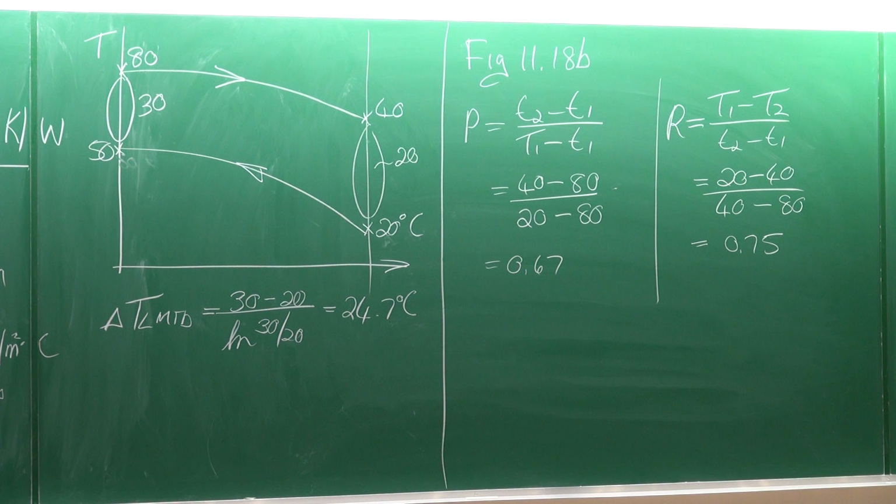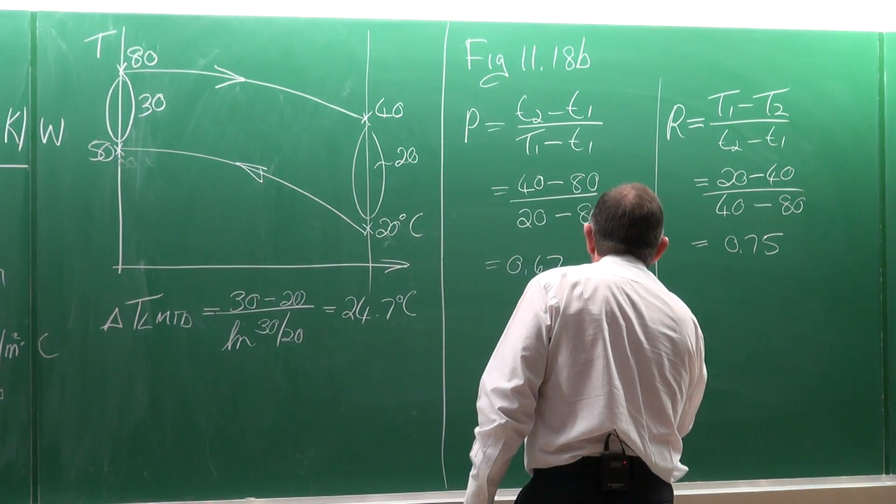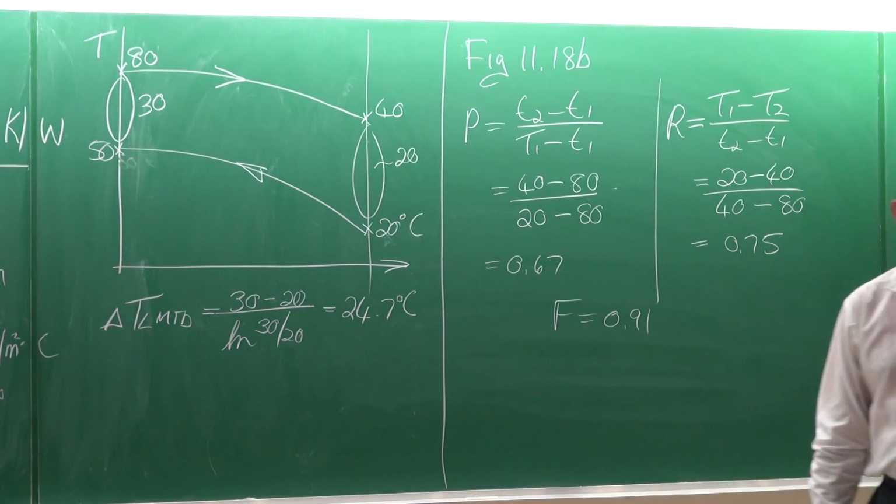We need to look at the bottom one, because that's the 2 shell pass and the 4 tube passes. There's values of R, 0.75. We do not have exactly an 0.75. It's between 0.6 and 0.8. And then the R is 0.75. We don't have 0.75 between 0.6 and 0.8. And the P value is at the bottom, and that is 0.67, so about 0.7. So the correction factor is equal to about 0.91.